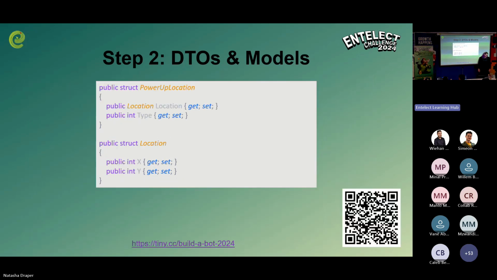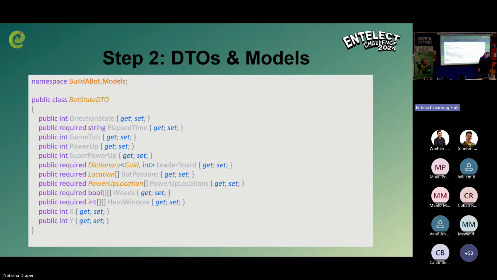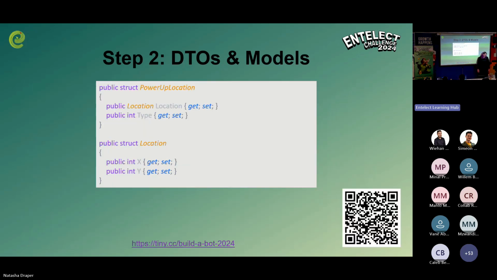Cool. Then, you would have noticed in the previous slide, there's those location and power-up location fields. So we're going to actually create classes for those. This will be in the same file as your bot state DTO. And the location is just an X and a Y position. And then power-up location links a location to a specific power-up type. You can go over the game rules file in the Sproutopia repository, and it should give you all the details of what the different types of power-ups are and what they do.